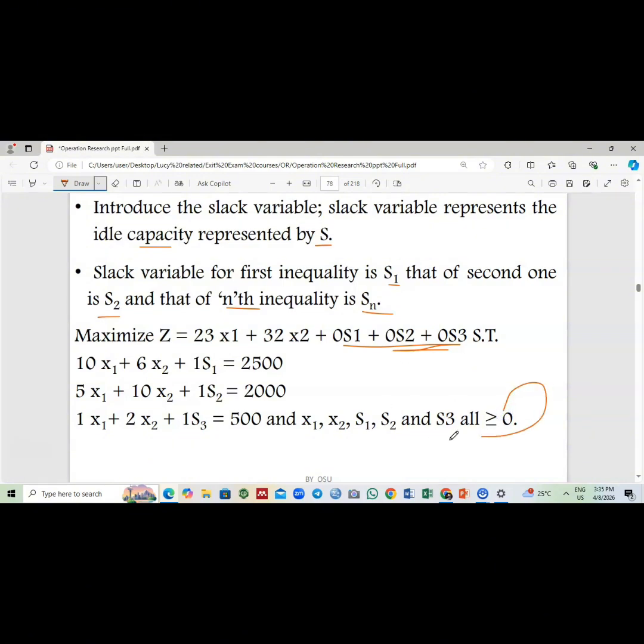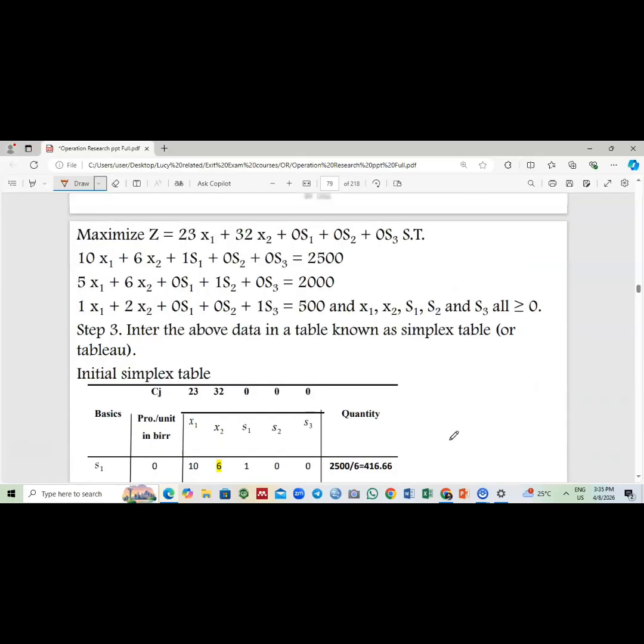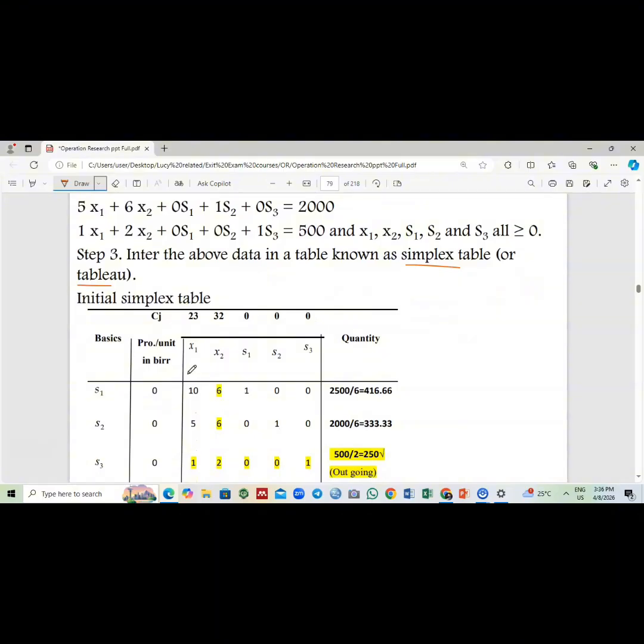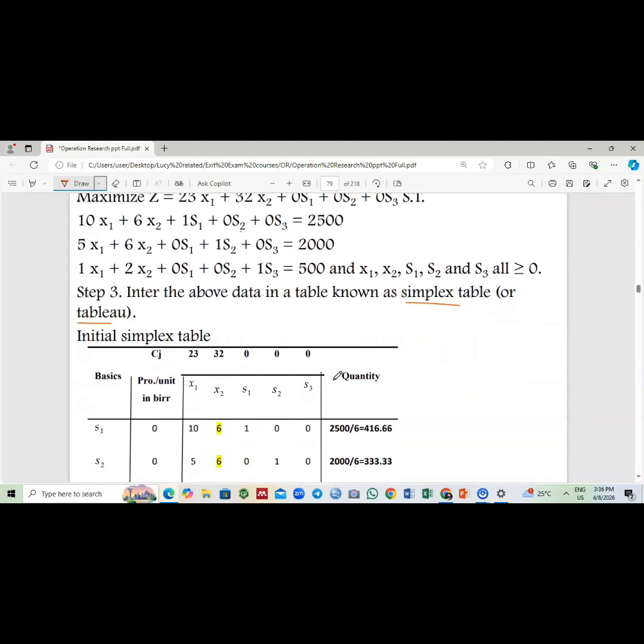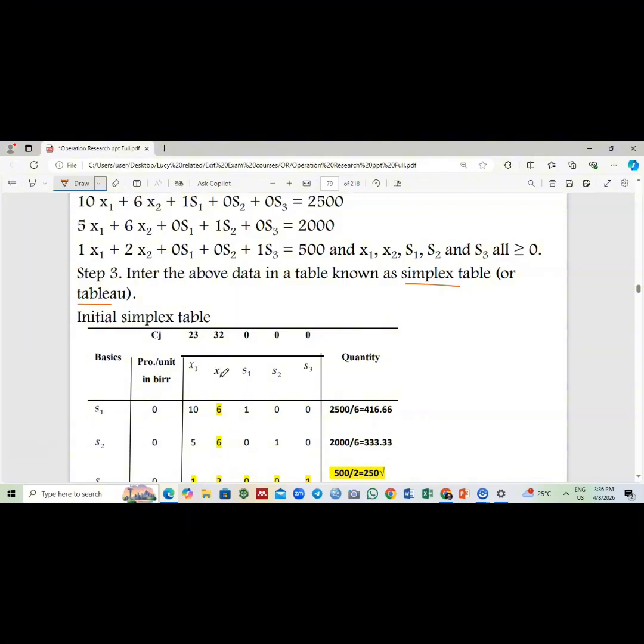Now eega bifa kanaan barreessine booda, step 3, enter the above data in the table known as the simplex table. Koofshantoota sadiin asitti finna jechuudha. Koofshanti keessan fidaa fakkeenyaaf CJ 23 32 0 0 0. Koofshanti isaanii bifa kanaan barreessina. Basic variable keenya immoo finna asitti x1 x2 s1 s2 s3.